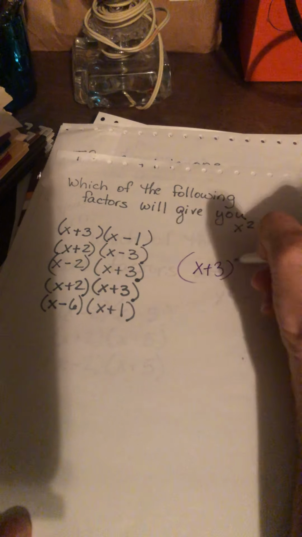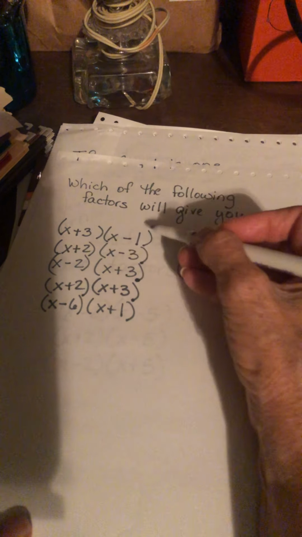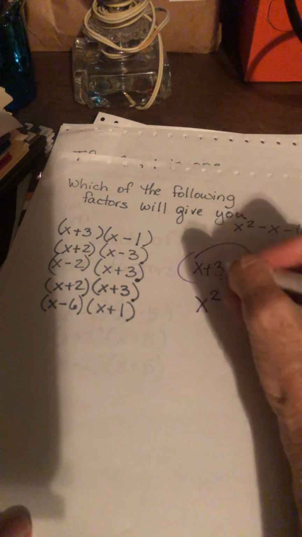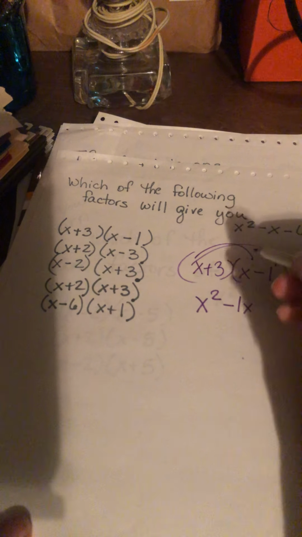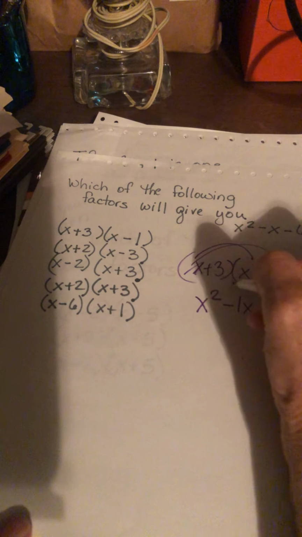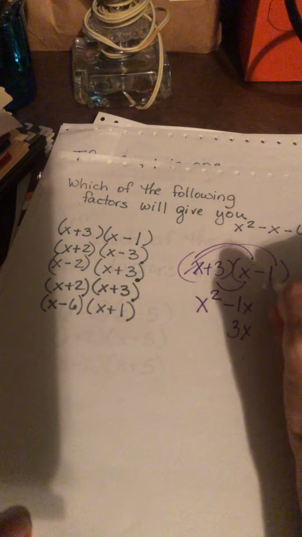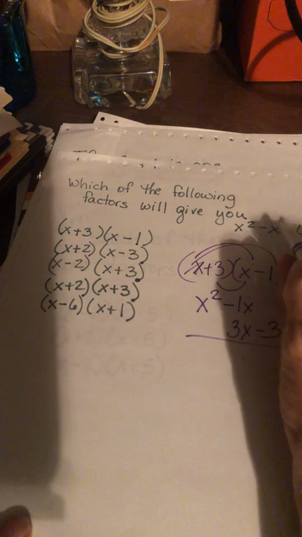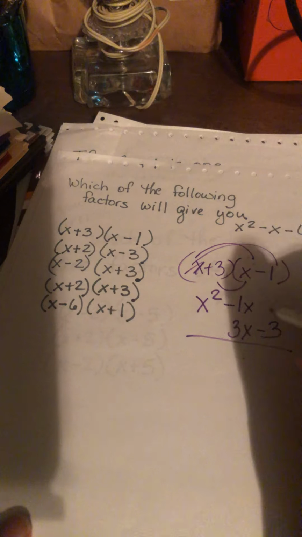So if I take this first one, all I did was rewrite this and do what we've been doing. X times x is x squared. X times negative 1 is negative 1x, or I should have probably just written negative x. Done with the x. 3 times x is 3x. 3 times negative 1 is negative 3. Now remember, I need it to look like this. I kind of want to stop right here.